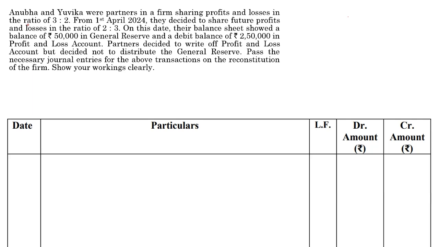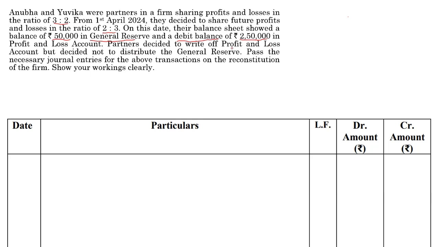Anubha and Yuvika were partners in a firm, sharing profits and losses in the ratio 3:2. From 1st of April 2024, they decided to share future profits and losses in the ratio 2:3. So your old ratio is 3:2, your new ratio is 2:3. On this date, the balance sheet showed a balance of 50,000 in the general reserve and a debit balance, meaning a loss, an accumulated loss of 2,50,000.